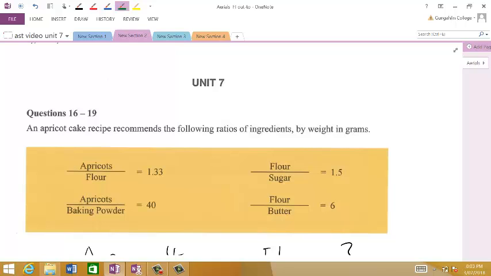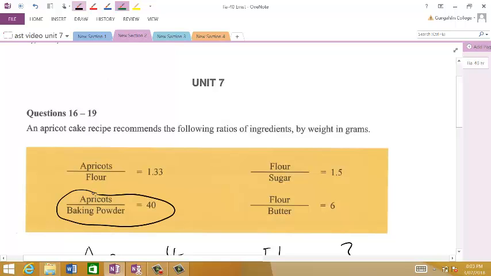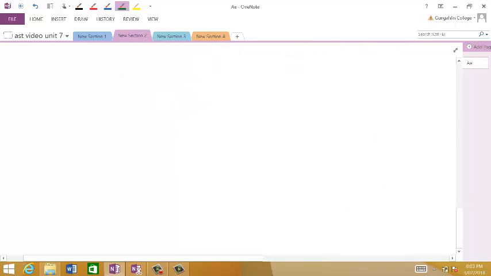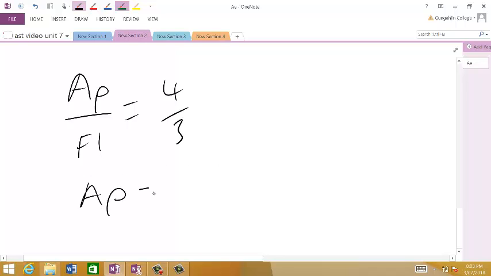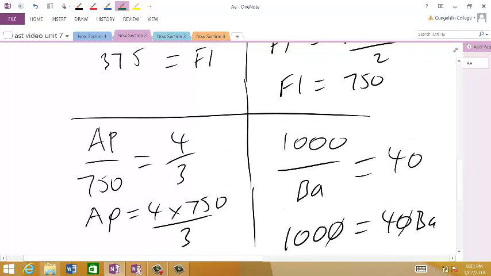now we want to get an expression for purely apricots, and then we can substitute that into this equation, which connects apricots and baking powder. So if we have a look, we have apricots over flour equals 4/3. Multiply both sides by flour to get rid of the divided by. Apricots equals 4 flours divided by 3. We have our expression for apricots.